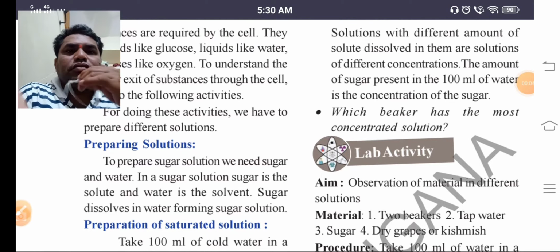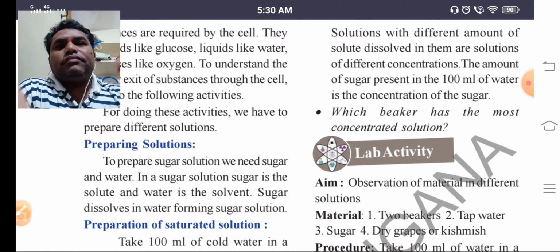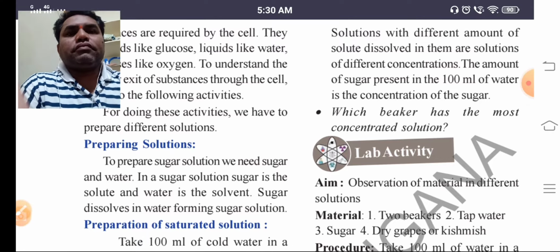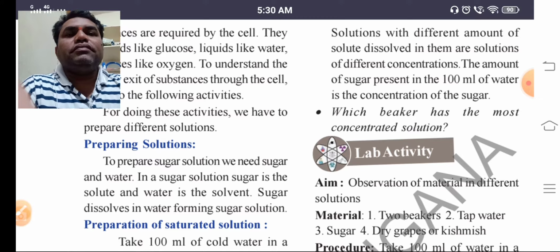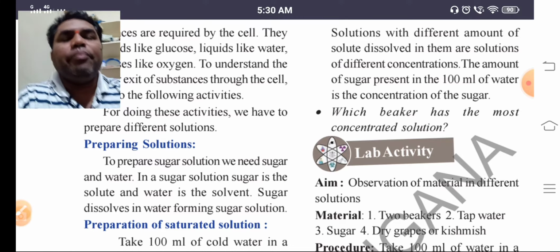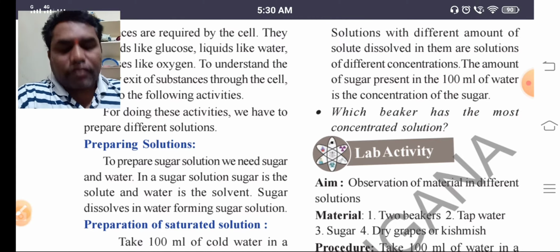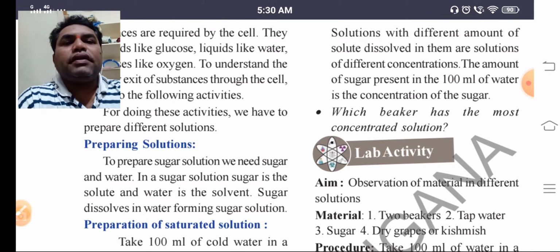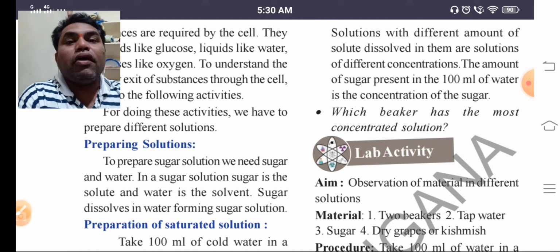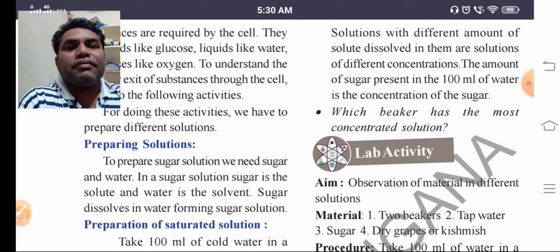Good morning, students. So today we are discussing ninth class biology. In the previous class we discussed the plasma membrane and how it works, and today let us discuss how we can prepare solutions.